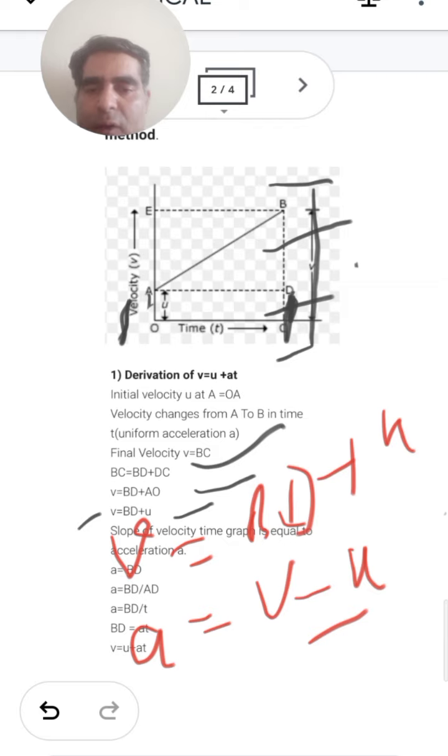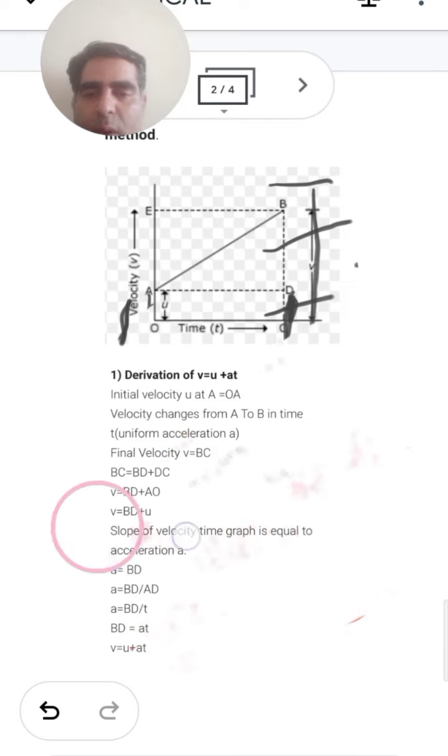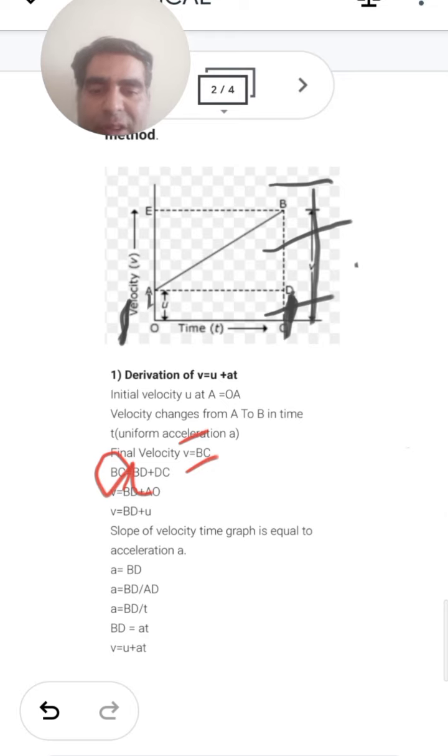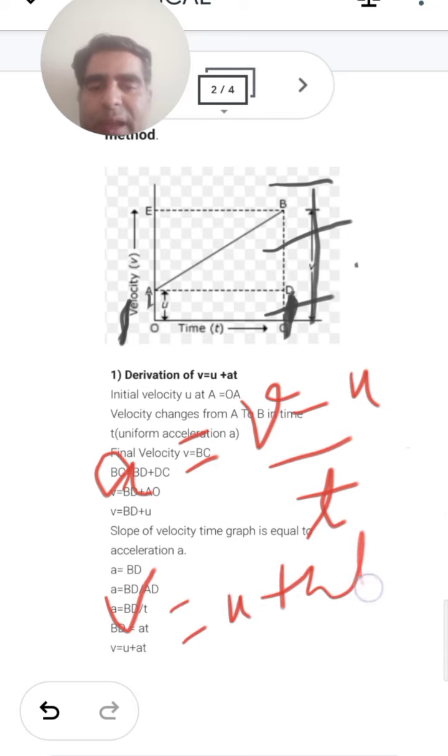Now from this BD, acceleration is equal to change in velocity upon time taken. The change in velocity is v minus u, upon t. So from here v is equal to u plus at. This is the first equation of motion.